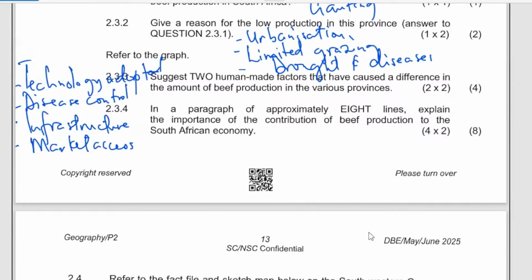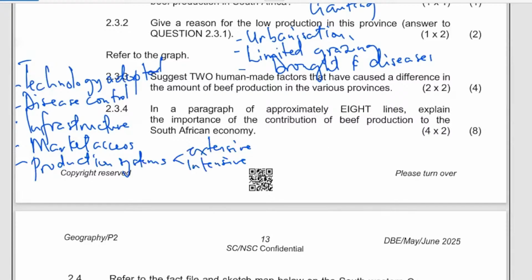And also you can look at production methods or production systems. Some provinces dominate with extensive farming, and we know output in extensive farming is comparably lower, while some engage in intensive methods where there is high output. So those methods also determine the level of productivity in a given province. Right. Number one, number two, three, four.